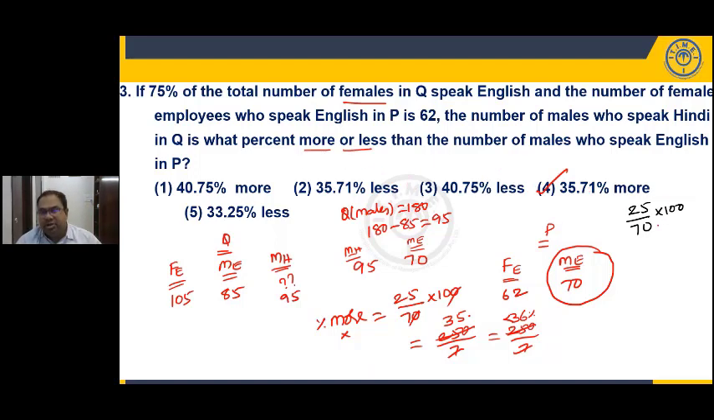You can make an approximation. What I am trying to tell you is, cancel 0, 0. It will be 250 by 7. 7 3s are 21, 4 remaining, now 40. 7 6s are 42. If it is 42, it is 36%. But it is 40, slightly less than 42. So my answer should be slightly less than 36%. So 35.71. It is more, so 35.71% more.